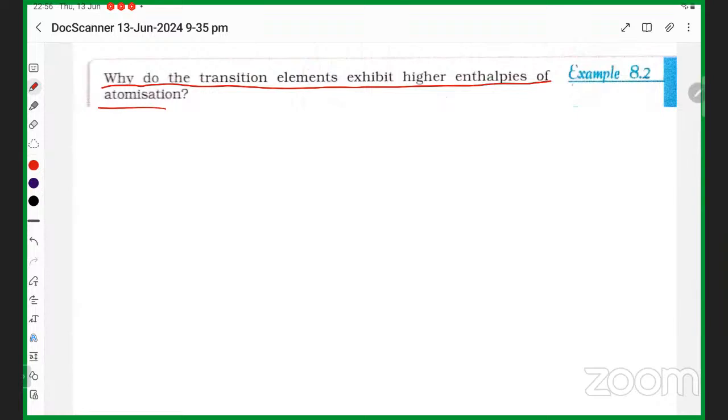Sir, these d-block elements have unpaired d electrons, so the number of unpaired electrons is more. So they will exhibit higher enthalpy of atomization.